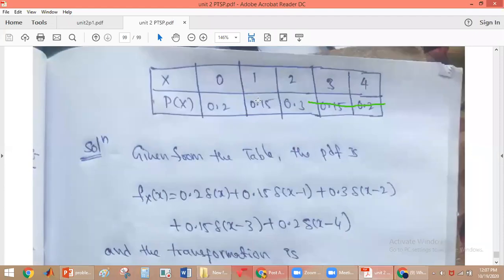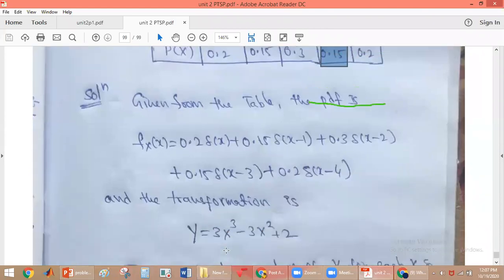Then for the second sample it is 0.12 del of x minus x1. What is x1 here? It is 1, no? So it is del of x minus x1. And the next value is 0.3 del of x minus 2. Then the next value is 0.15 del of x minus 3. And the next value is 0.2 del of x minus 4.